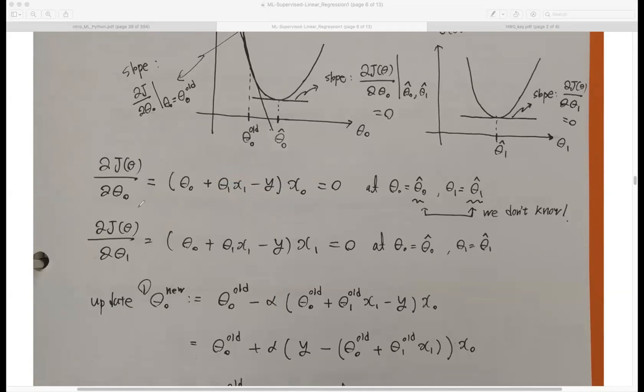This is the partial derivative with respect to theta j. This is the partial derivative with respect to theta 1. Here we only consider one feature. Then the partial derivative of J with respect to theta j is going to be like this, and the partial derivative of J with respect to theta 1 is like this, setting each equal to 0.